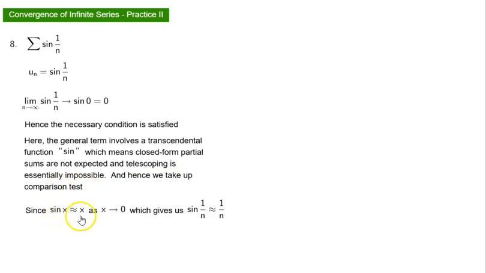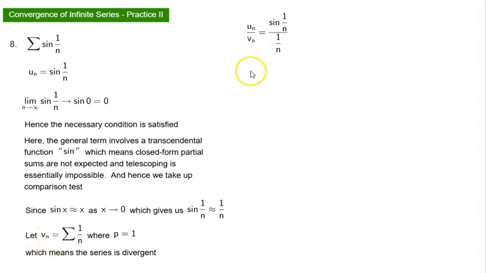Sine x is approximately equal to x as x goes to 0, which gives us sine 1 by n is approximately equal to 1 by n. So let v sub n be the series 1 by n, where p is equal to 1, which means the series is divergent. That is, the series v sub n is divergent. Now let's take the ratio. u sub n by v sub n is equal to sine 1 by n divided by 1 by n.